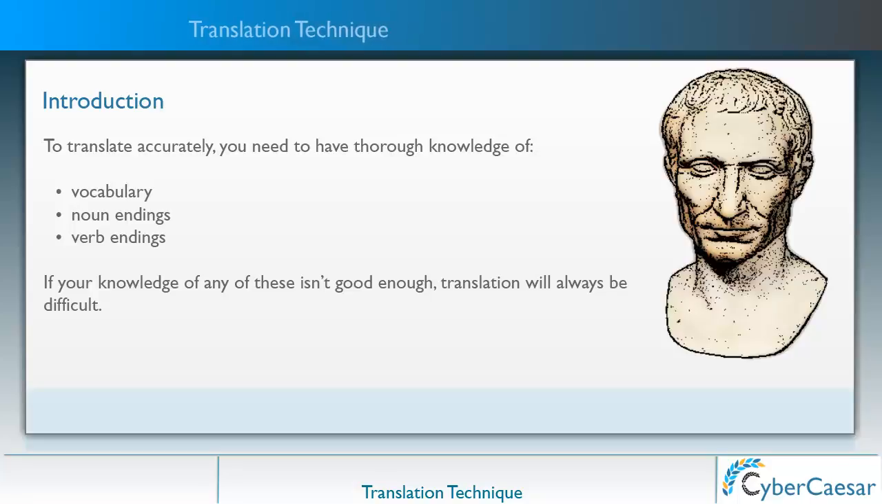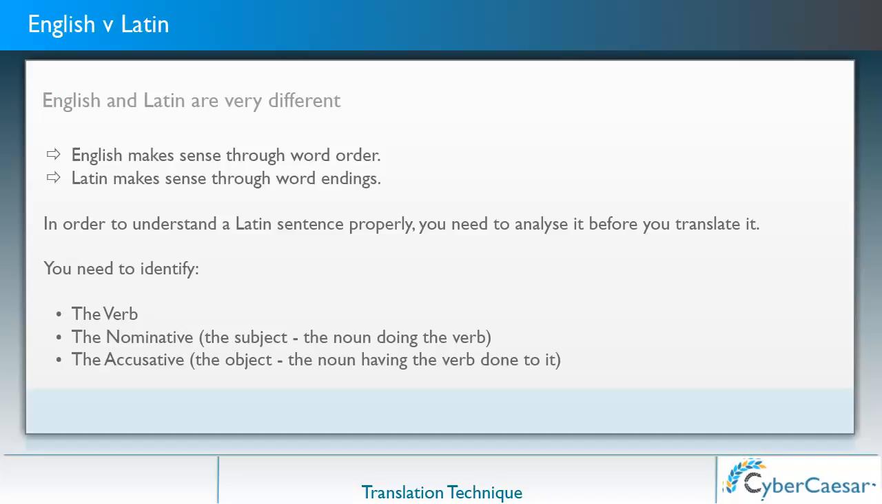To translate accurately, you need to have thorough knowledge of vocabulary, noun endings, verb endings. If your knowledge of any of these isn't good enough, translation will always be difficult. English and Latin are very different. English makes sense through word order. Latin makes sense through word endings.